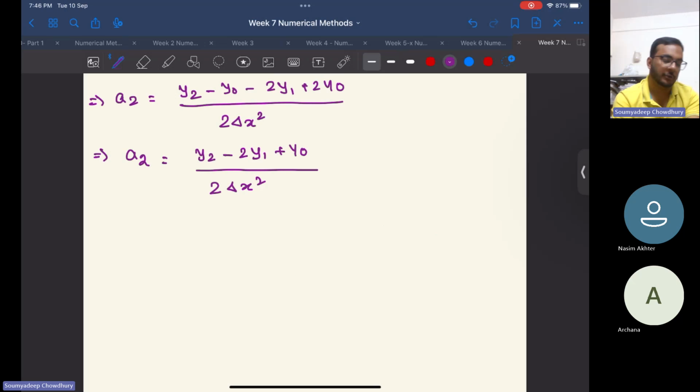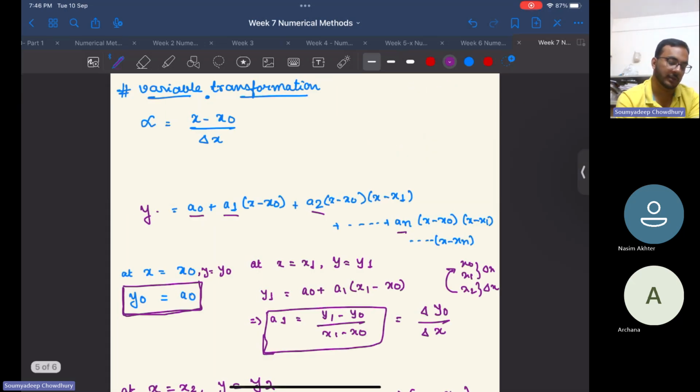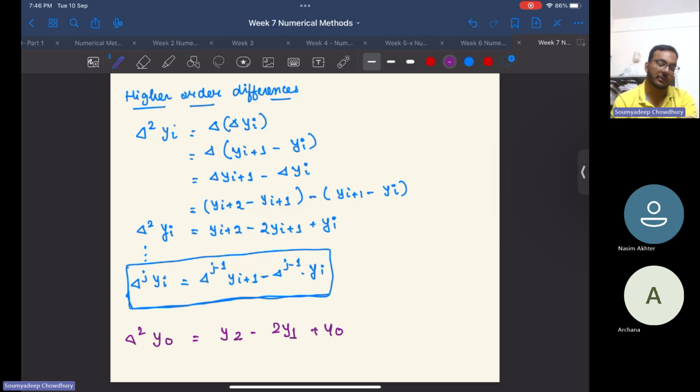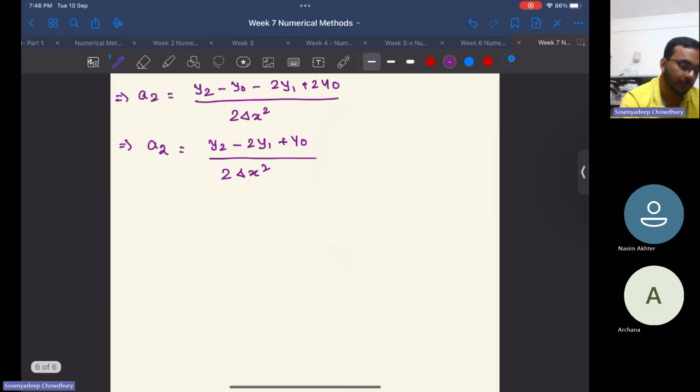So what is this upper term? y2 minus 2y1 plus y naught. We just now defined it, right? Delta square yi is yi plus 2 minus 2yi plus 1 plus yi. If you substitute i as 0, it is basically y2 minus 2y1 plus y naught. So here we have got that term, delta square y naught. So you have obtained a2 as delta square y naught.